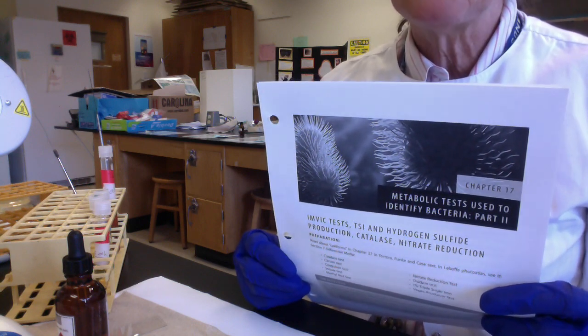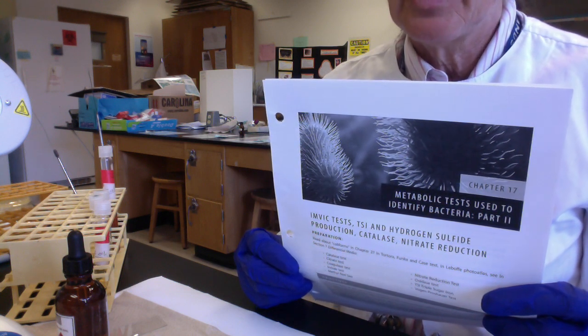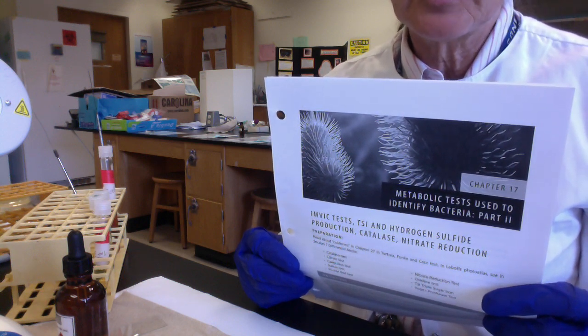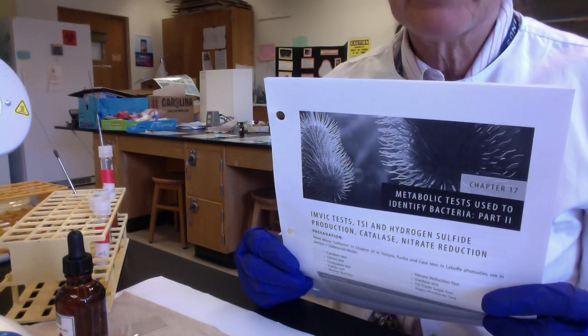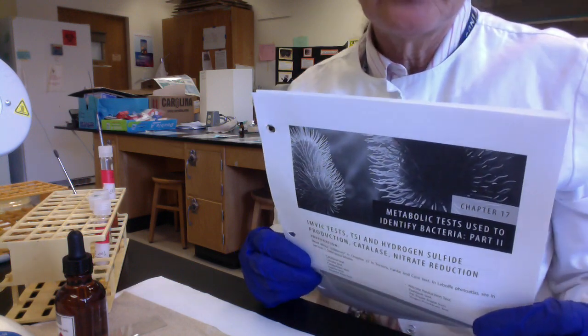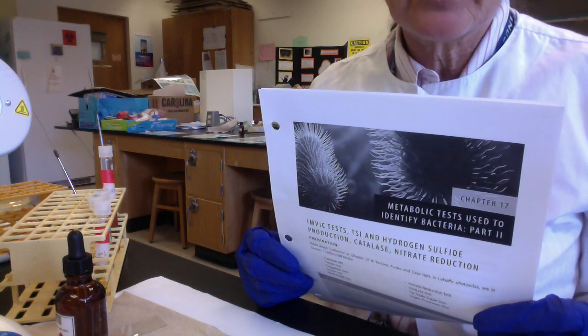So folks, this will be Metabolic Test Part 2. This is in our lab manual, Chapter 17. And this covers a lot of metabolic tests. We're going to be doing the IMViC test, which is the indole, methyl red, Voges-Proskauer, citrate test. We're going to do big butt TSI slants, stab and streak.